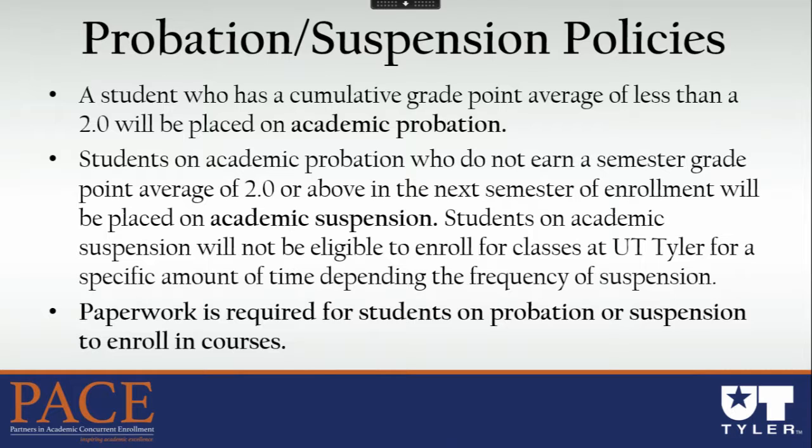Regular academic policies applicable to courses taught at UT Tyler must also apply to PACE courses at your local high school. A student who has a cumulative grade point average of less than a 2.0 will be placed on academic probation. For the purposes of determining academic probation, the summer terms combined are treated as one semester. Students on academic probation who do not earn a semester grade point average of 2.0 or above in the next semester of enrollment will be placed on academic suspension.